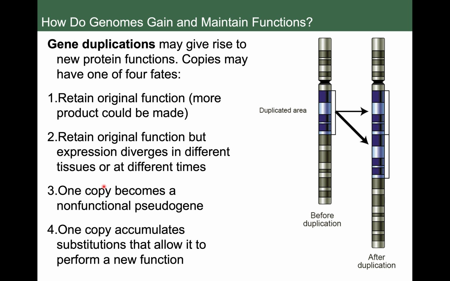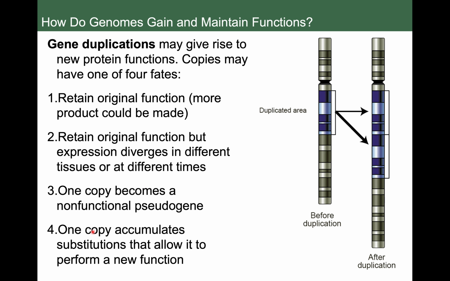A third possibility is that one of the two copies basically picks up mutations and becomes non-functional. It becomes what's usually referred to as a pseudogene, because if you look at the sequence of the genome, you see what looks like a copy of this gene, but it turns out, because of these mutations, that copy's not really doing anything biologically speaking.